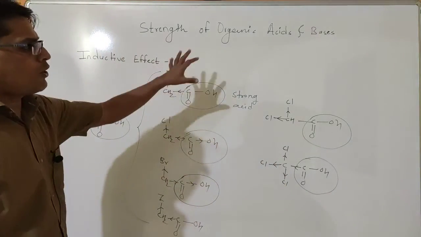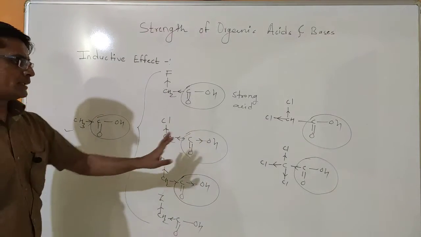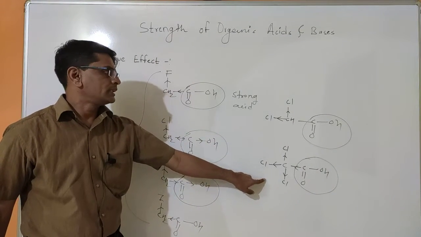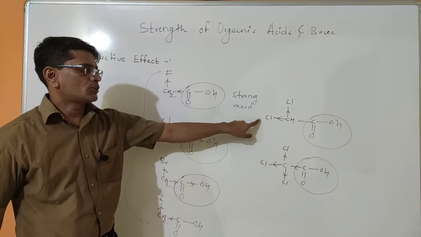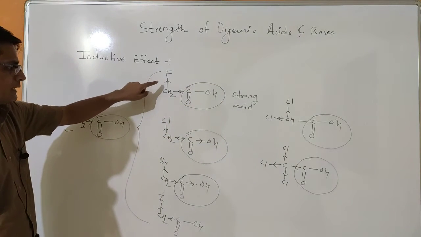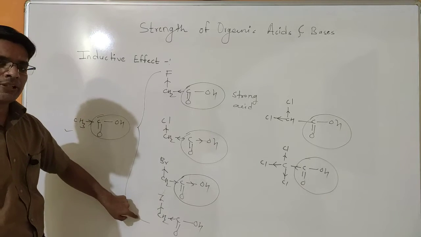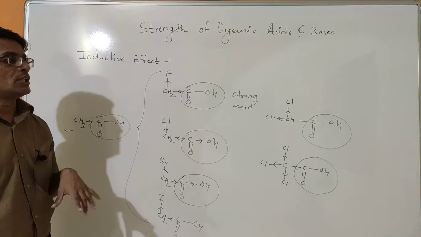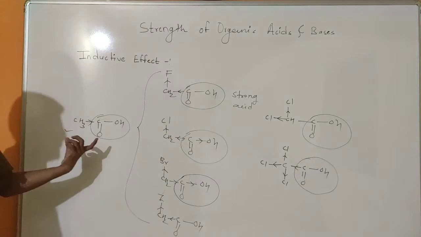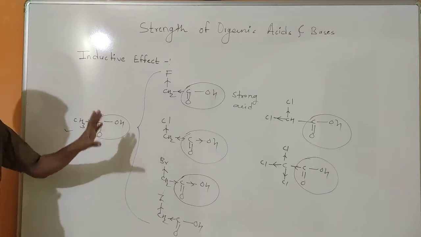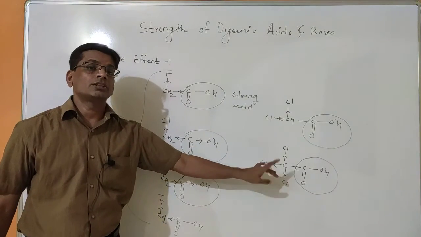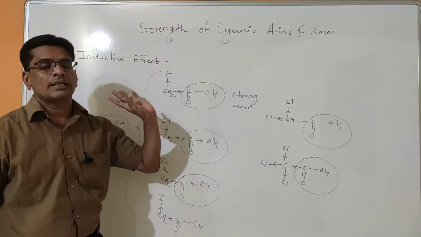And when we compare all these molecules, trichloroacetic acid is the strongest acid, then dichloroacetic acid, then fluorochloroacetic acid, fluoroacetic acid, then chloroacetic acid, then bromoacetic acid, then iodoacetic acid, and then acetic acid. So in all these molecules, acetic acid is the weakest acid, and trichloroacetic acid is a stronger acid even than fluoroacetic acid.